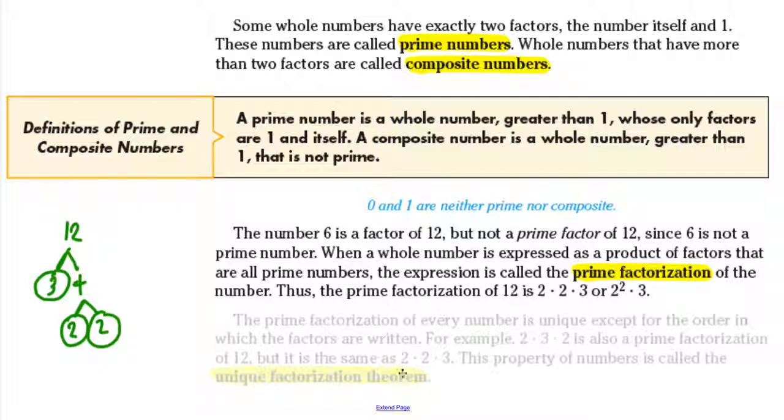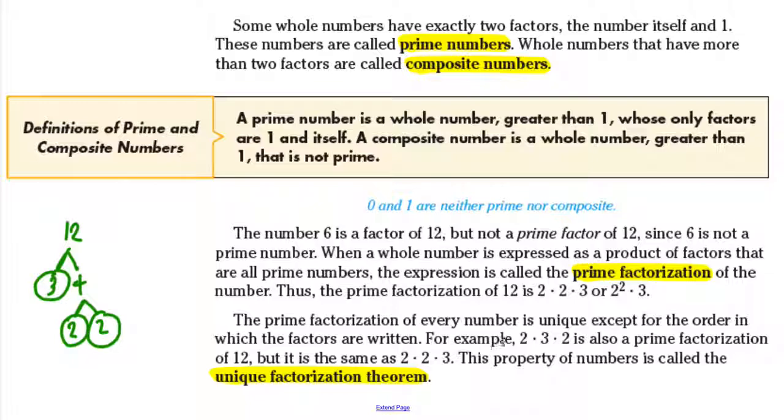The prime factorization of every number is unique except for the order in which the factors are written. For example, 2 times 3 times 2 is also the prime factorization of 12, but it is the same as 2 times 2 times 3. This property of numbers is called the unique factorization theorem, where any number will have a unique set of prime factors.